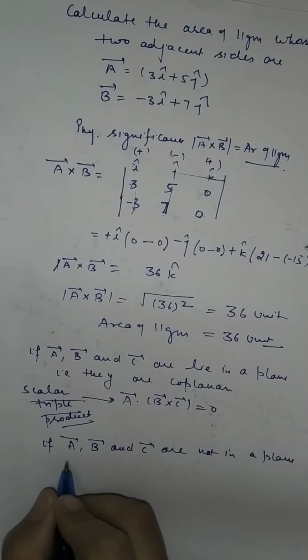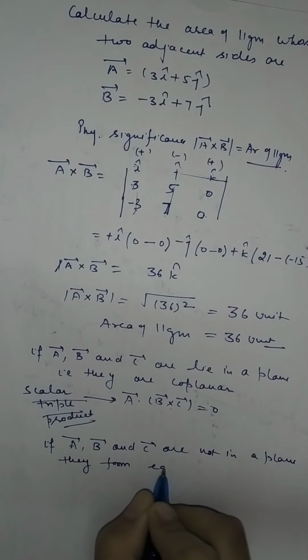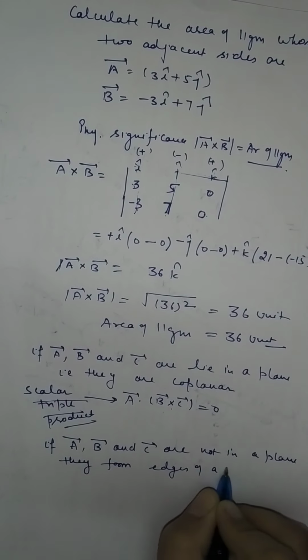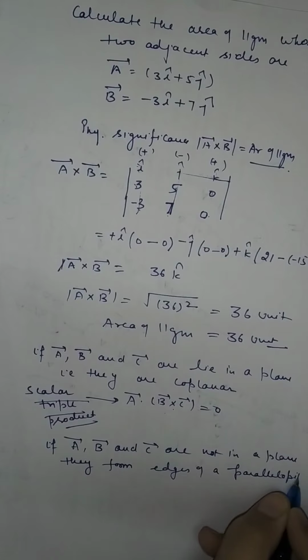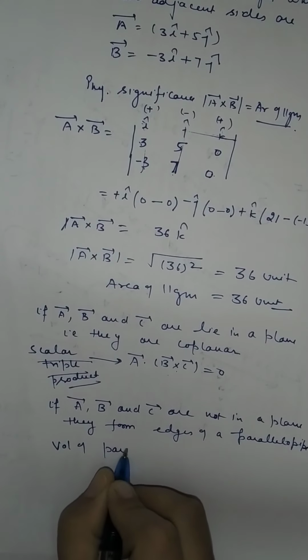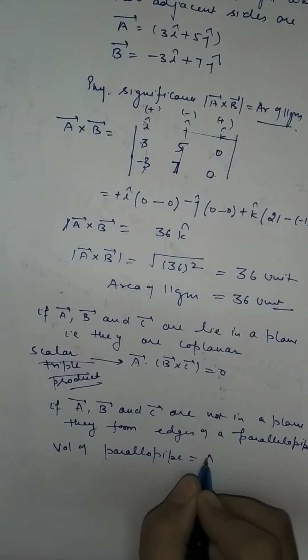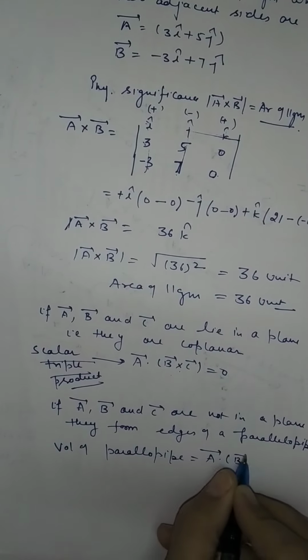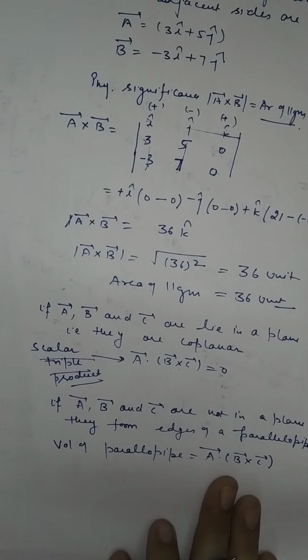then they form the edges of a parallelepiped, then the volume of the parallelepiped is given by A dot B cross C. Volume of parallelepiped is given by A dot B cross C. And how to find it out, that I will tell you.